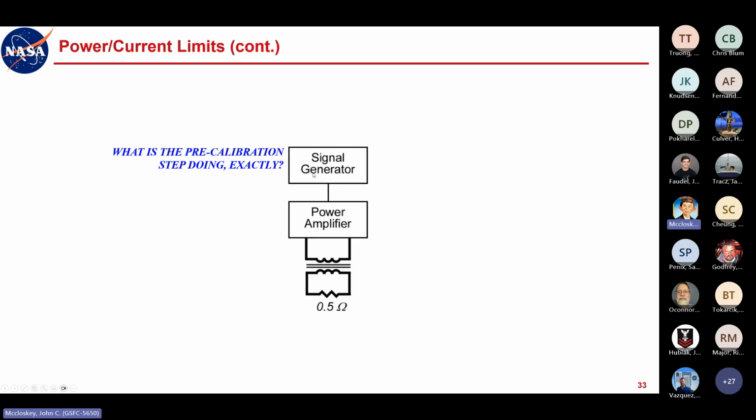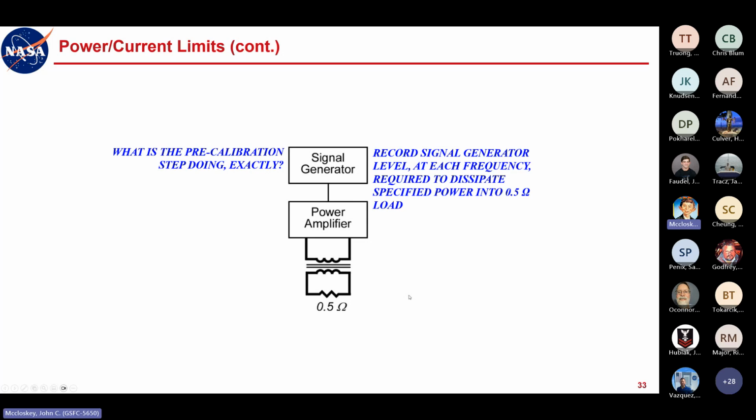Well, as shown here, you have your signal generator through your power amplifier. And before you ever hook it up to your unit under test, before you hook it up in series with your power feed to the unit under test, you just hook it up to this half ohm load. So what you're doing is recording the signal generator level at each frequency required to dissipate the specified power into a half ohm load.